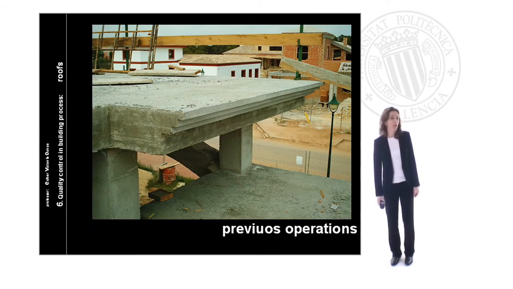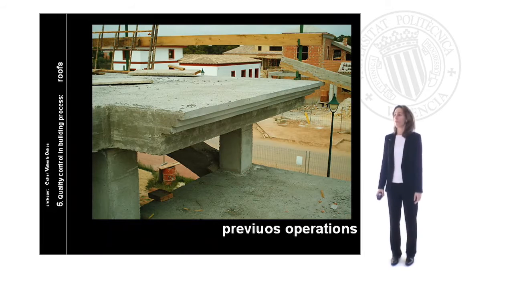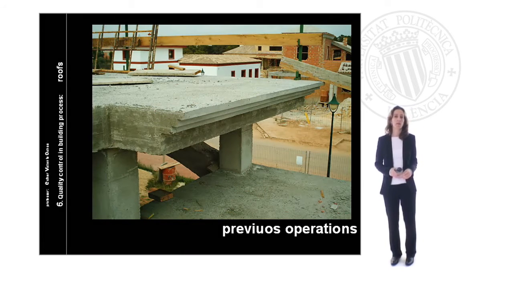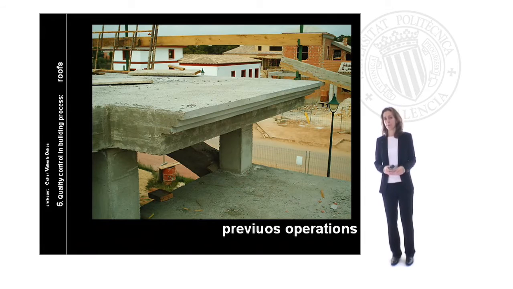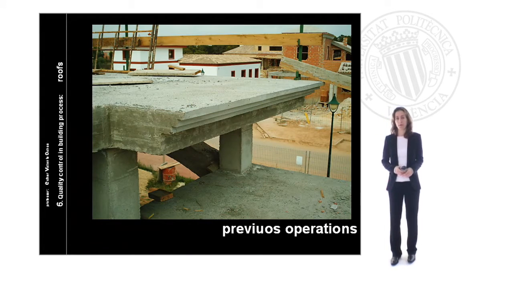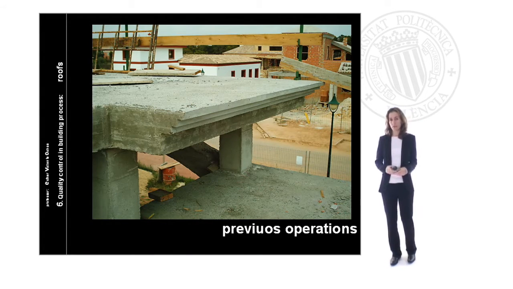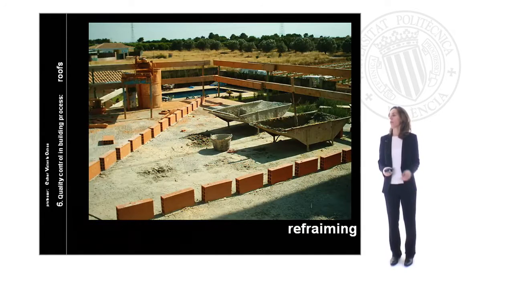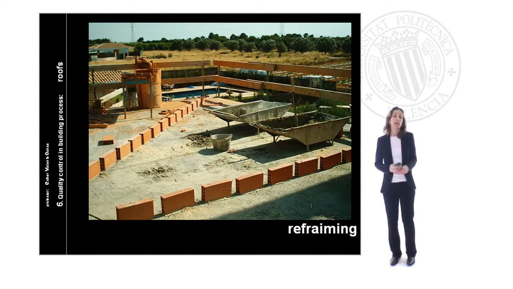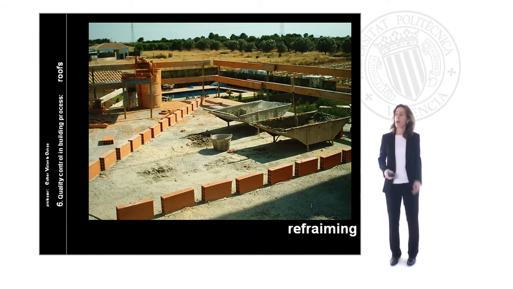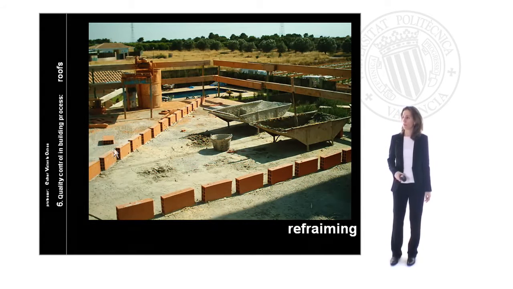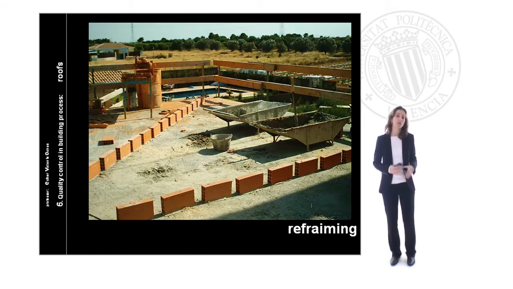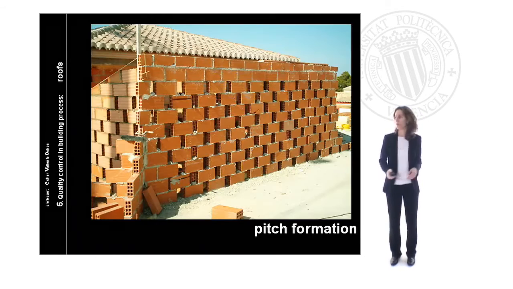Previous operations make reference to the support. The floors for our building, the last floors of the last level in our building, are the support of our roof. We have to make a previous operation in order to be sure this floor is resistant enough, is ready to support our roof. Reframing is the first activity to begin our roof, so we have to make little lines by pieces of ceramic bricks in order to configure the lines of each pitch of our roof.